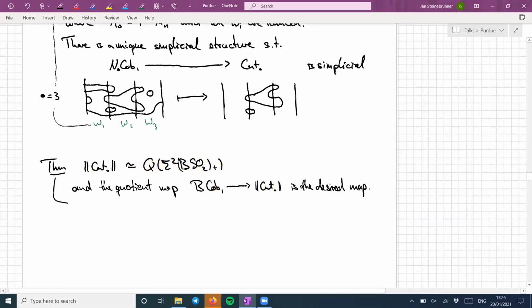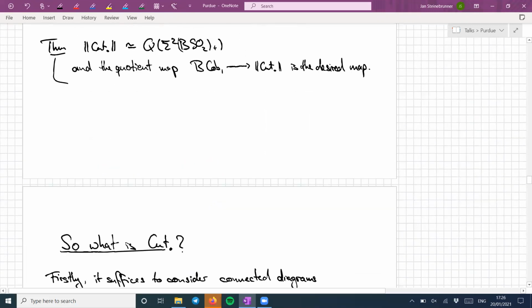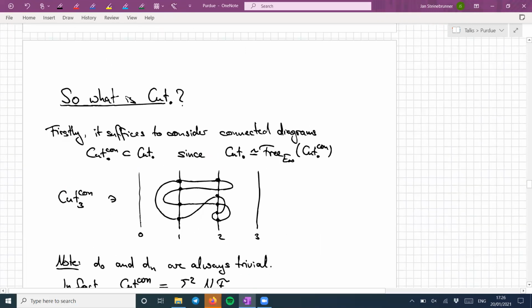All right, so what does this space of cuts have to do with BSO2, with the rotation group, or with S1, I guess? Well, the first thing, and I'll gloss over that, is it will be enough to just consider connected cuts. So we don't have to look at components where there are multiple circles. We just have to look at those diagrams where the entire thing gives you one circle. And the reason for that is that the rest will be freely generated as an infinity algebra by the connected bits. So this is an example of a connected cut, and it's a 3-simplex.